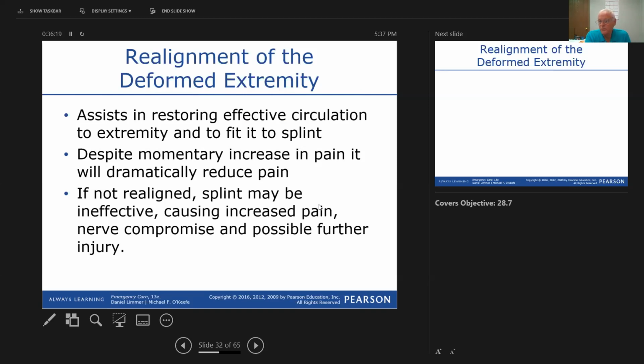So we need to straighten it out as best we can. If we don't, and you try to put a splint on the way it's found, all those things are still happening: the nerve damage, decreased circulation to the skin and other parts of the bone as well, and it could cause further injury.